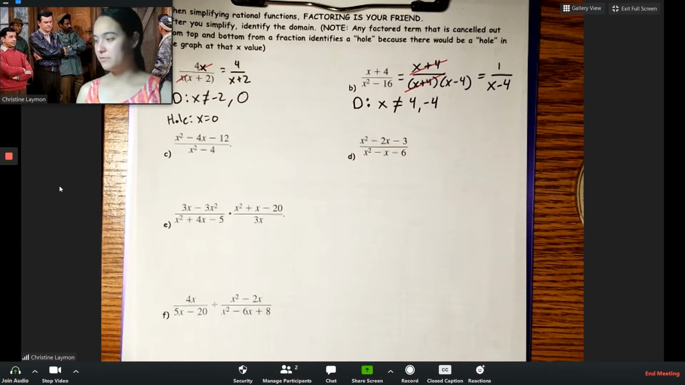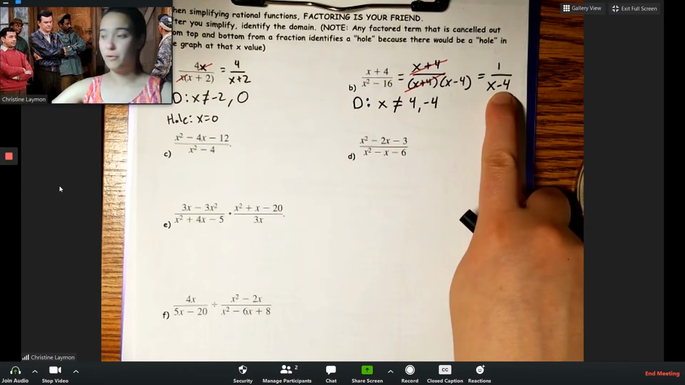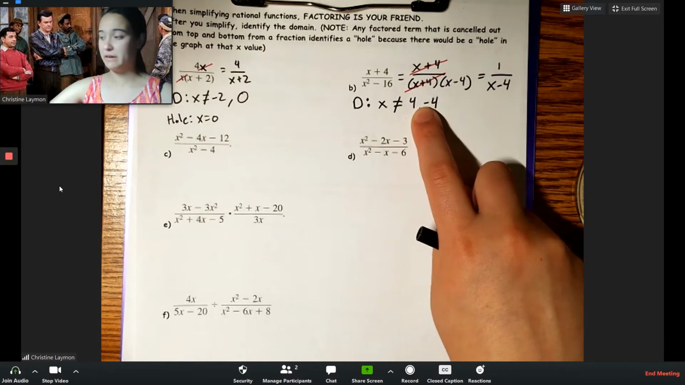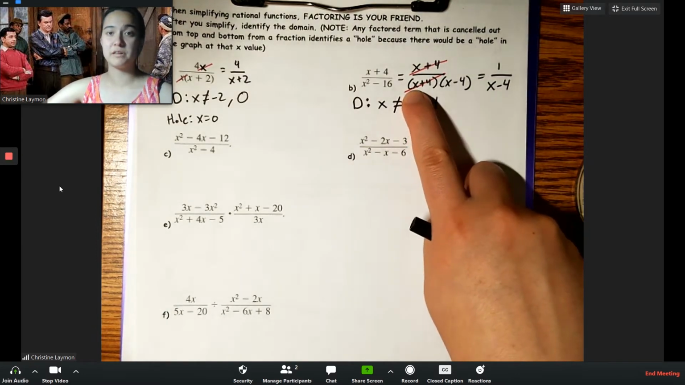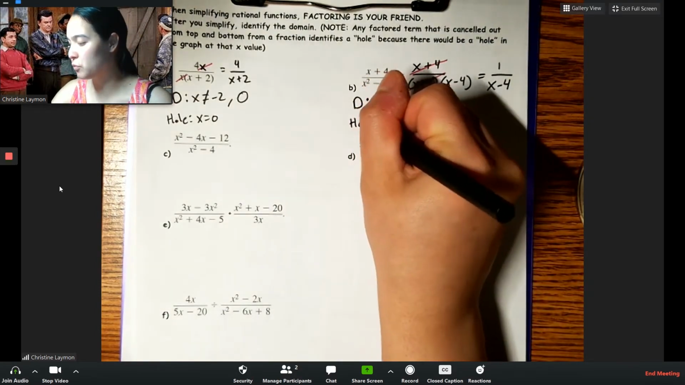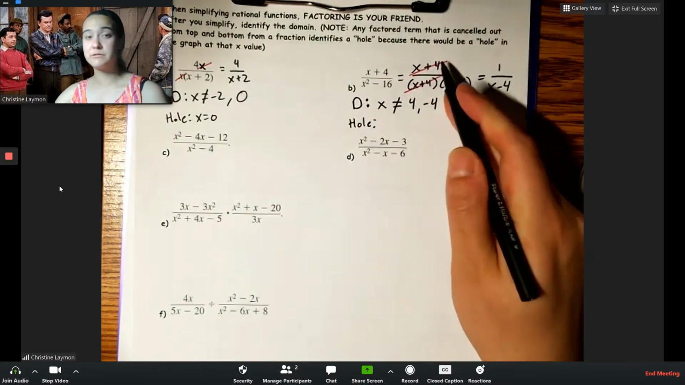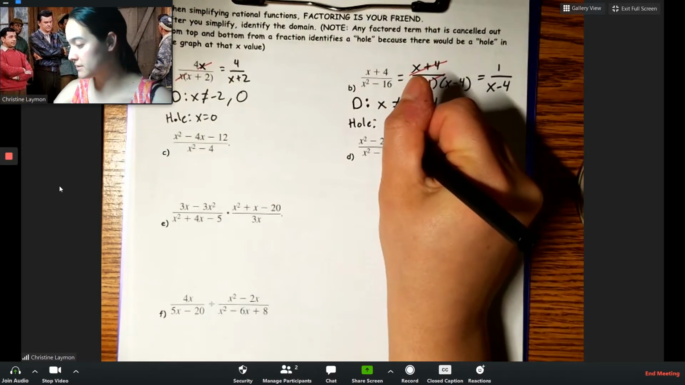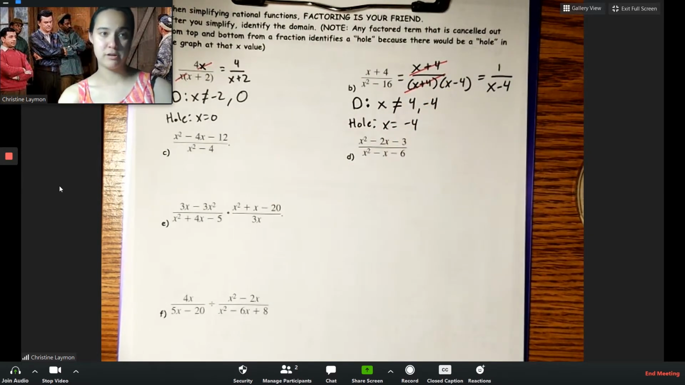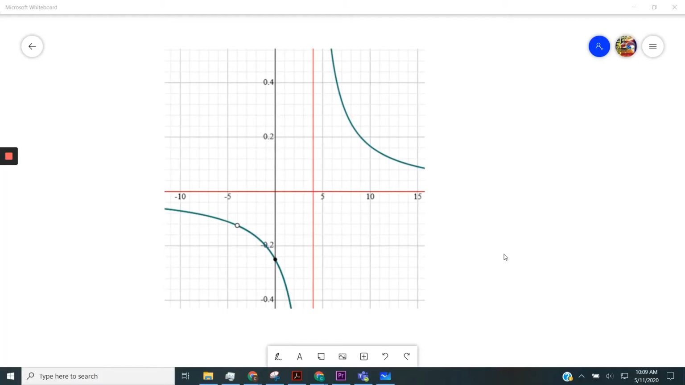So in this example, we cannot have 4. Again, 4 minus 4 would get us 0. And we can't have negative 4 because negative 4 plus 4 would get us 0. And out of those values, we do have one hole, the one that was canceled out. So we have a hole at x equals negative 4. And I'm going to go ahead and pull up that picture. As you can see here, we have the x asymptote, the y asymptote, and there's the hole at -4.